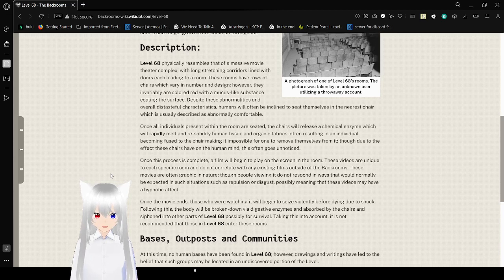Once all individuals present within the room are seated, the chairs will release a chemical enzyme which will rapidly melt and resolidify human tissue and organic fabrics, often resulting in an individual becoming fused to the chair, making it impossible for one to remove themselves from it. Though due to the effect these chairs have on the human mind, this often goes unnoticed.